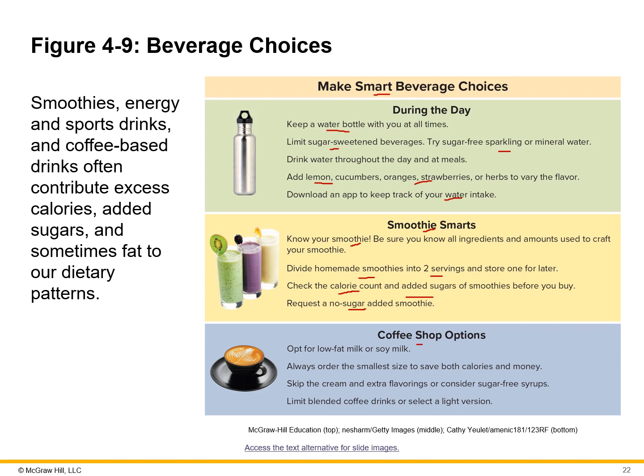And then coffee is another place where it's easy to pick up some added sweetener and increase those empty calories. So opt for the low fat milk or soy milk to help decrease our carb intake. Choose the smallest size to save on calories as well as money. Skip the cream and extra flavorings or use sugar-free syrups. And then limit the blended coffee drinks and select light versions that are available.